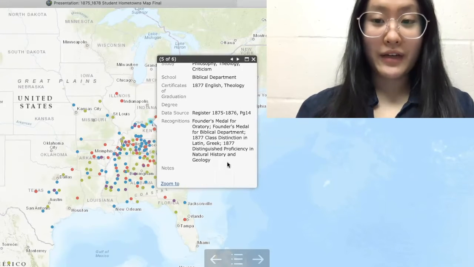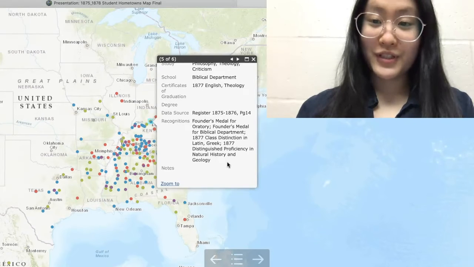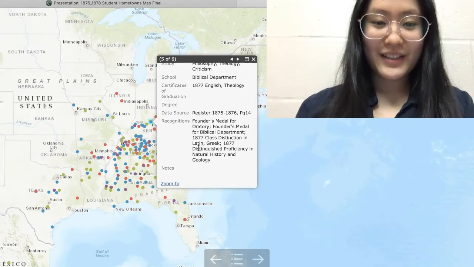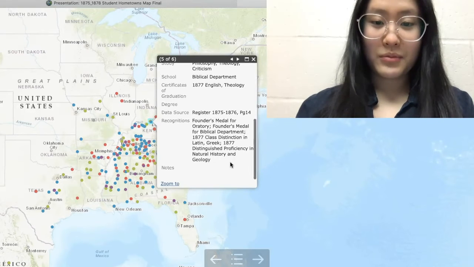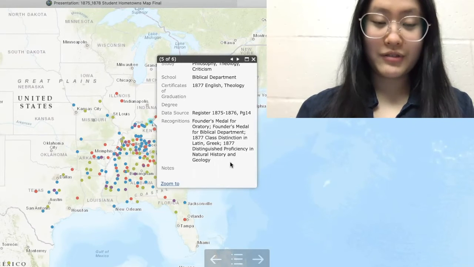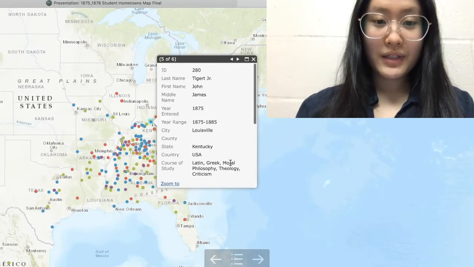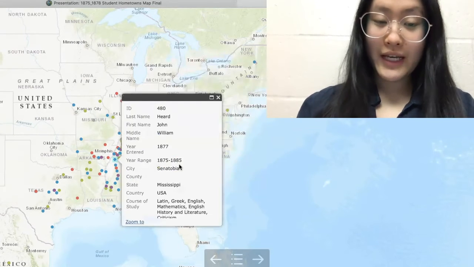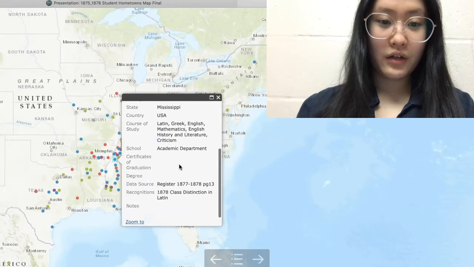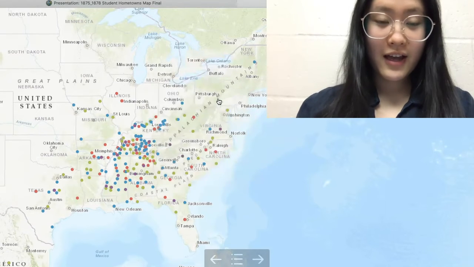And I believe one of my fellow curators talks about the founders medal as well in his video, so go check that out. And you can see that he also had class distinction in a few classes: Latin, Greek, proficiency in history, natural history, and geology. So basically this will look similar for all the dots here. Each point is going to show you the name, year entered, and all the basic information for that student.